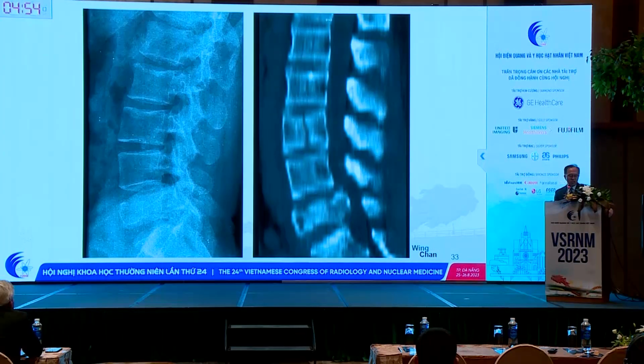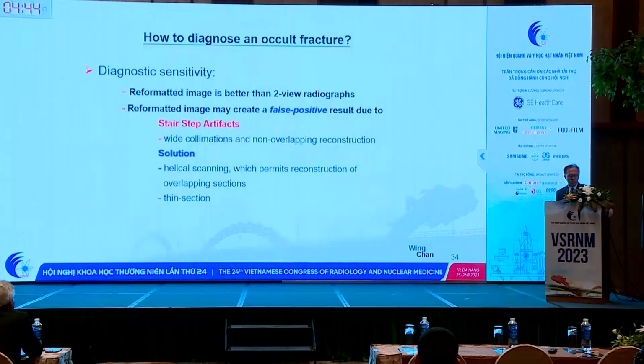On the left-hand side, we can't see anything on the radiograph, but unfortunately on the CT scan, we can see a fracture. But is it a real fracture? No, it is not a real fracture. Because if we use the old model CT scan, it is just step artifacts. This is a false positive. So we have to solve this problem with Y collimation and non-overlapping reconstruction helical CT scan.